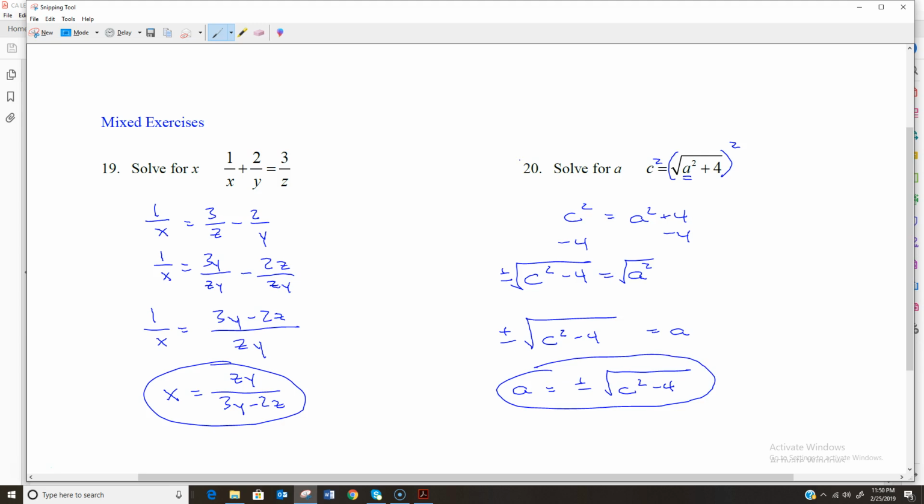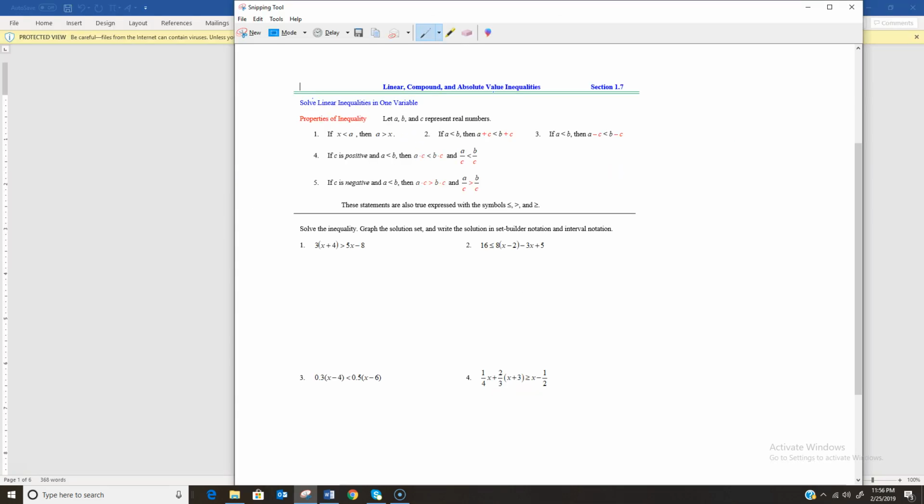So now we're moving on to section 1.7. So section 1.7, the topic is linear, compound, and absolute value inequalities. So the key here is that we're going to be talking about inequalities to finish up chapter 1. There's a set of steps up here, but I think it's better to show these as the examples and explain as we go along, rather than with the A, B's, and C's. And so we're just going to jump into these.